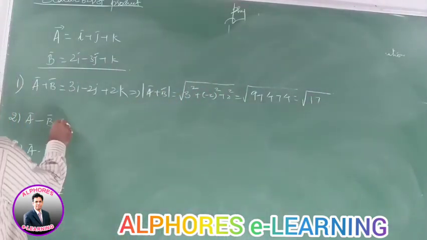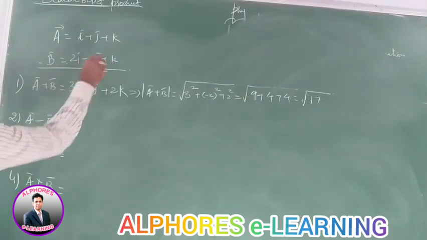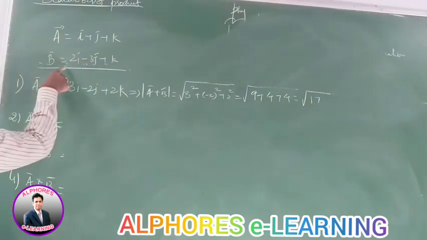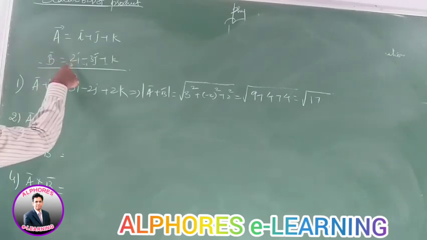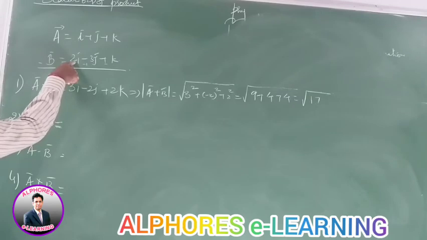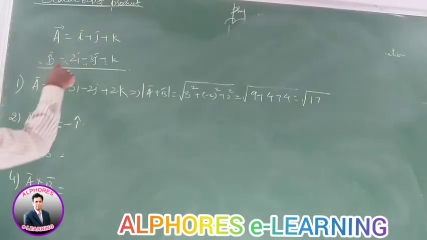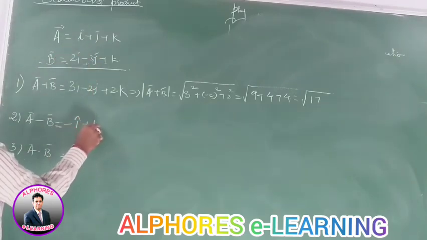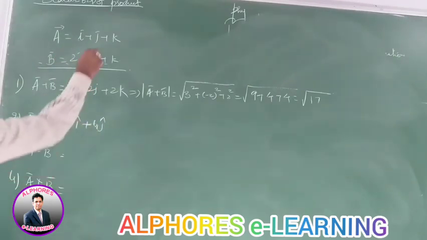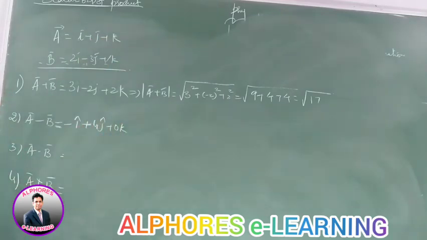Similarly, suppose he is asking to find a minus b. I have to subtract: a bar minus b bar. Earlier it was 2j, but now it is minus 2j. So i minus 2j is minus i... 3j and j plus 4j. Plus k and minus k will cancel. It's 0k. k doesn't come into the picture there.